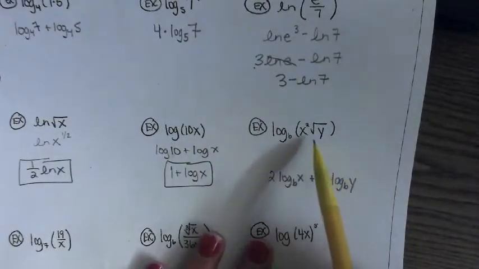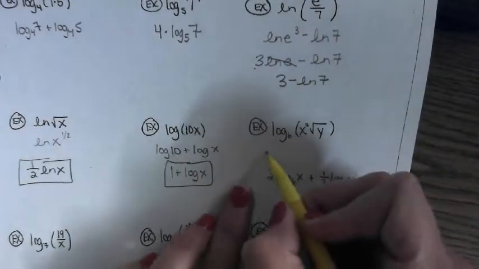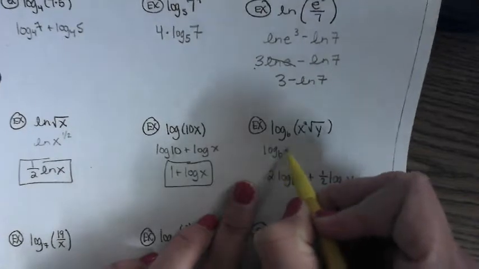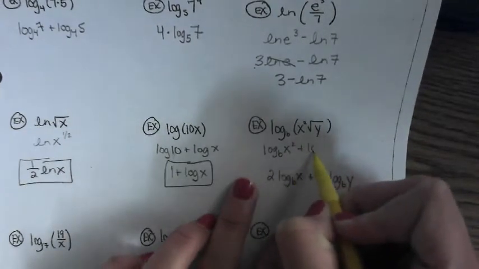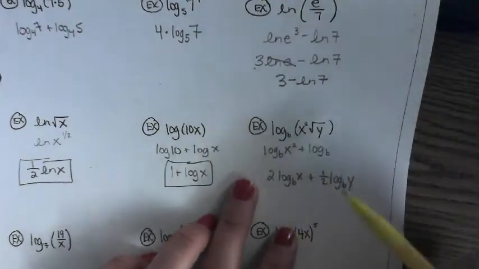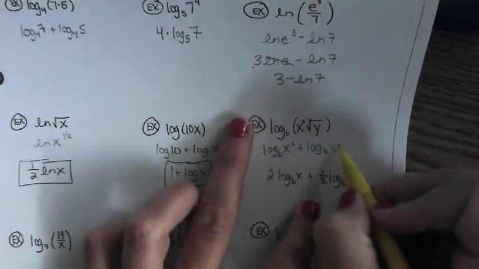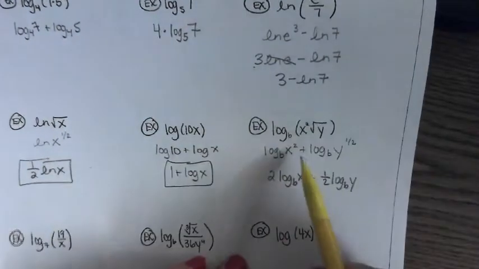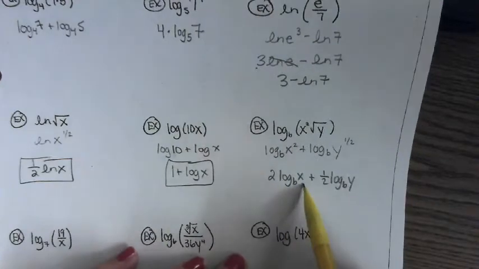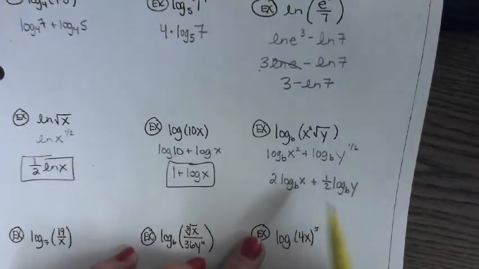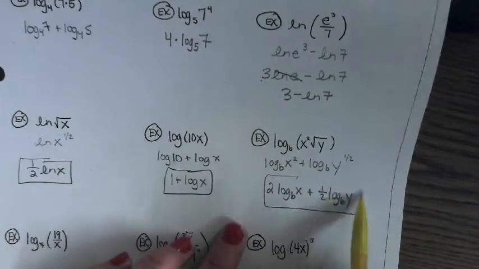And then on this one, we first would split up via multiplication. So log base b of x squared plus log base b of, and I'll also change that root y to y to the 1/2 power. And then the 2 comes out in front of the log base b of x, and the 1/2 comes out in front of the log base b of y, and I like it. Keep going, Steven, this one.